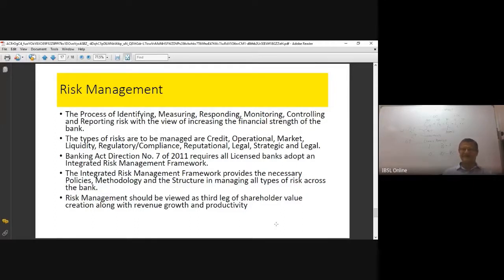So, the central bank is asking us to make an integrated risk management framework through this particular direction. So that we will discuss next slide. The integrated risk management framework provides the necessary policies, methodologies, and structure in managing all types of risks across the bank.